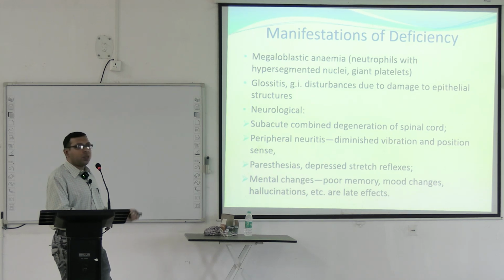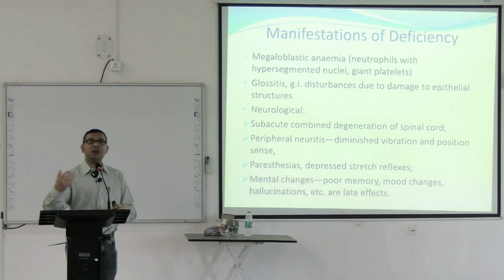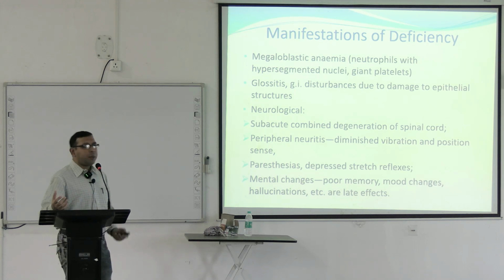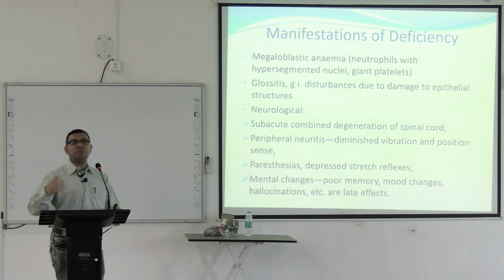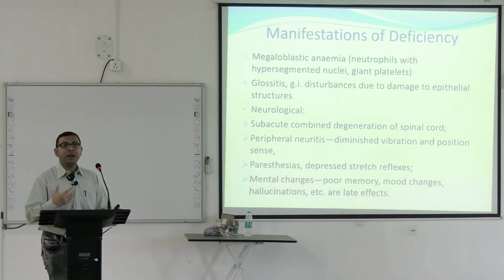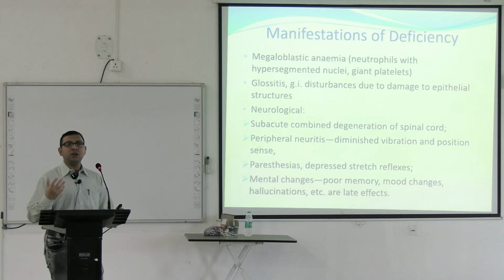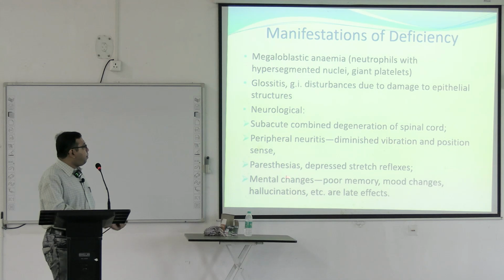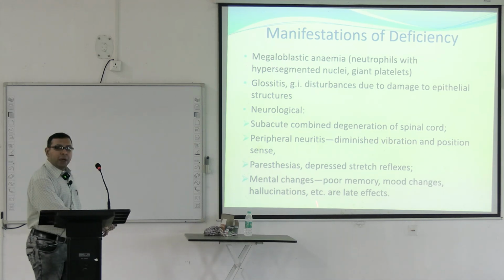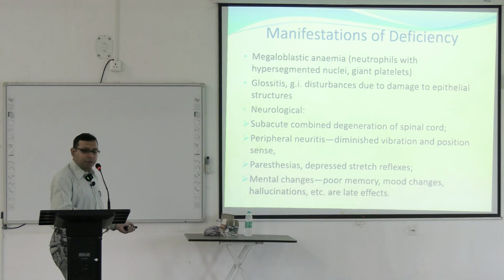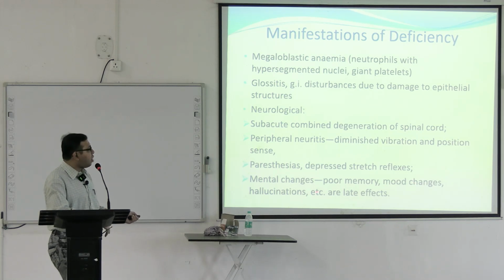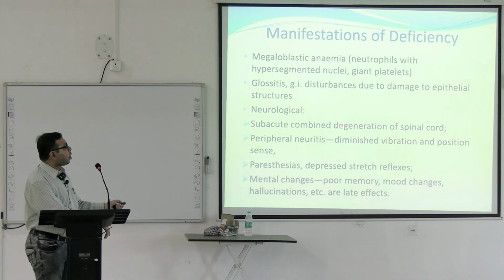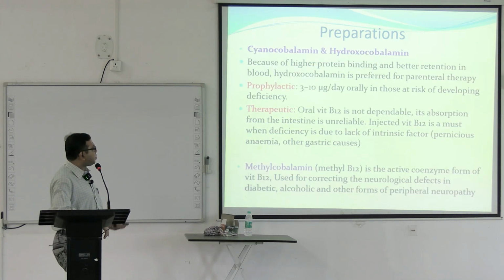Diminished vibration and position sense, usually strict vegetarians manifest with this. So there may be some tingling sensation in the hands or the legs, burning sensation in the foot. So these are different types of peripheral neuritis or neurological symptoms. Paresthesia, the same thing, depressed stretch reflex can happen. Some mental changes for the long-term deficiency, poor memory, mood changes, hallucination, these are the late effects that can happen. But the most problematic is the subacute combined degeneration of the spinal cord.